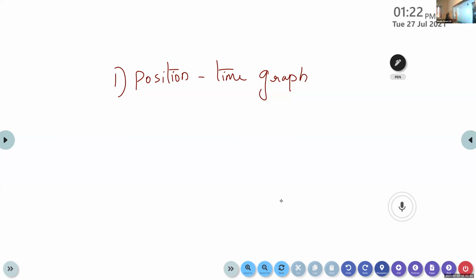Okay. As you told, position time graph. Graph means it is a pictorial representation of the relation between two sets of quantities or two sets of variables. One is a dependent variable and the other is an independent variable. So what are the two variables present in the position time graph? From this name, you can say what are the two variables. Position and time, right? Position and time.